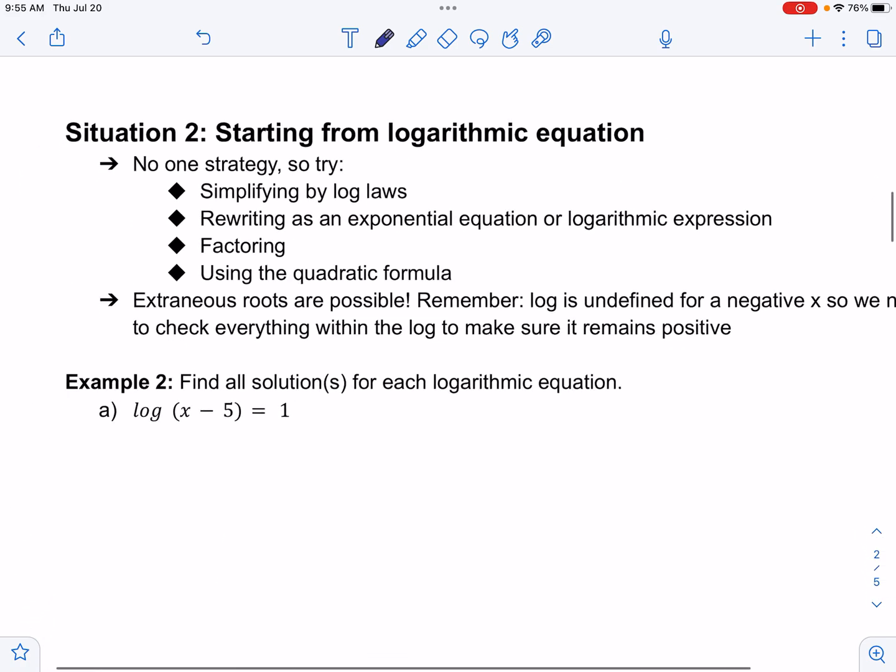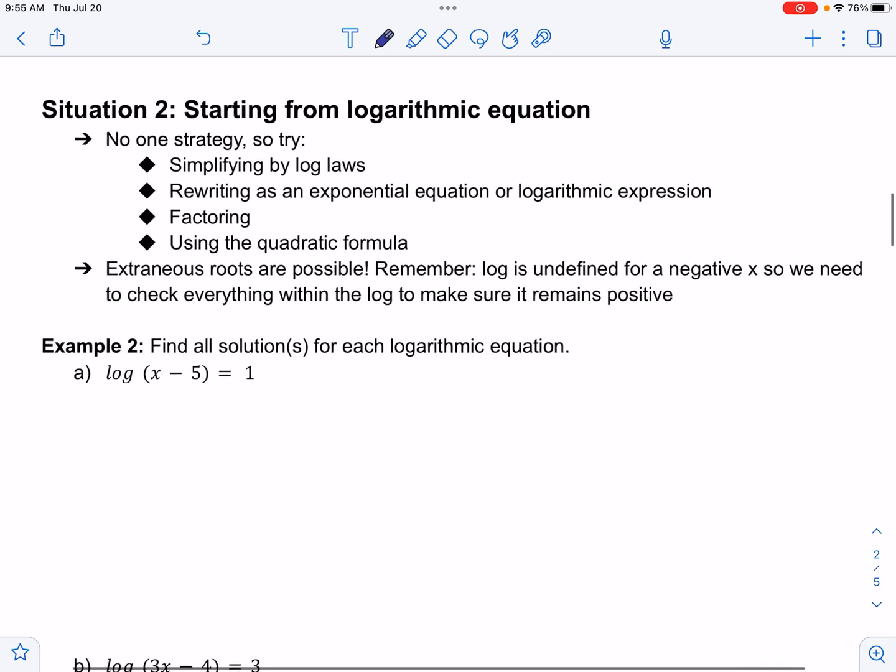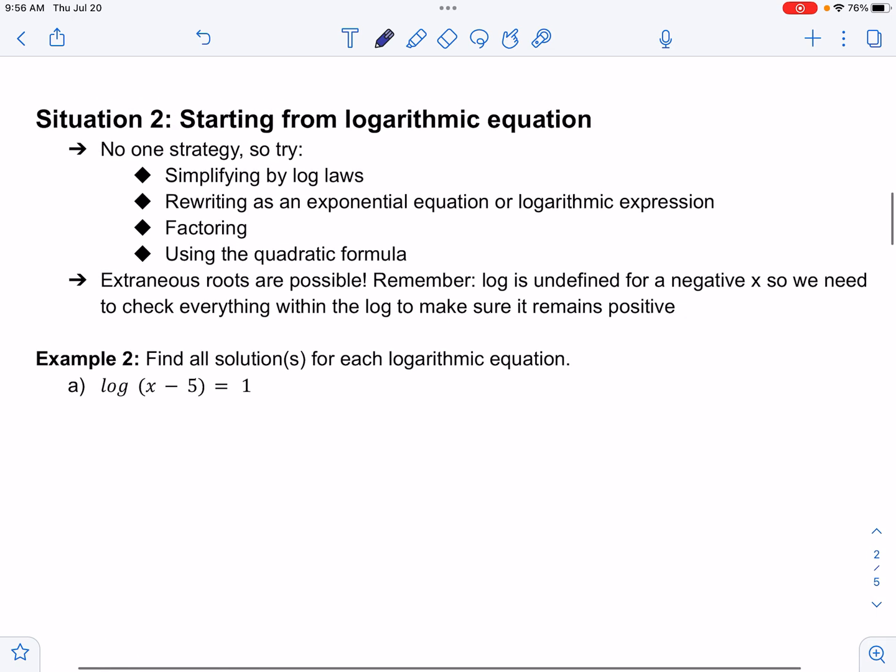Now, a different situation that you might be faced with is when you are starting from a logarithmic equation. So like, just take a look at our first example here. I have log of something is equal to 1. There is no one strategy that we can use. Okay, so there's a lot of different things that we have to try. We can try simplifying using log laws. Maybe you want to rewrite it as an exponential equation or a logarithmic expression. You might need to factor, you might need to use the quadratic formula. Just be creative. Now note that extraneous roots are possible.